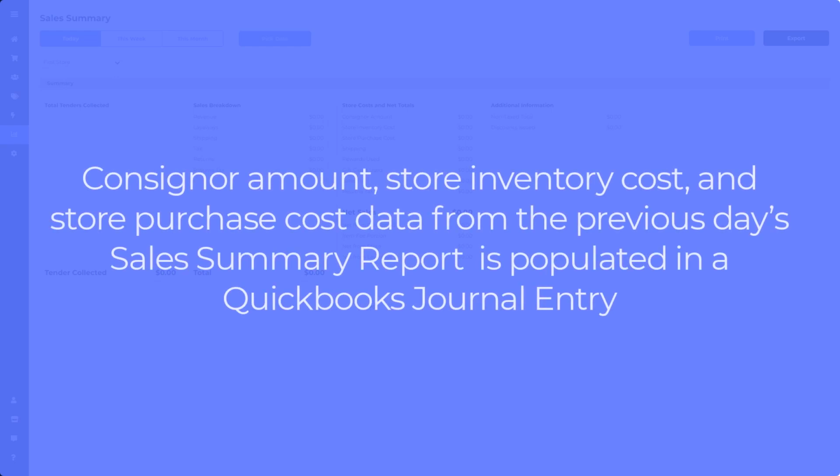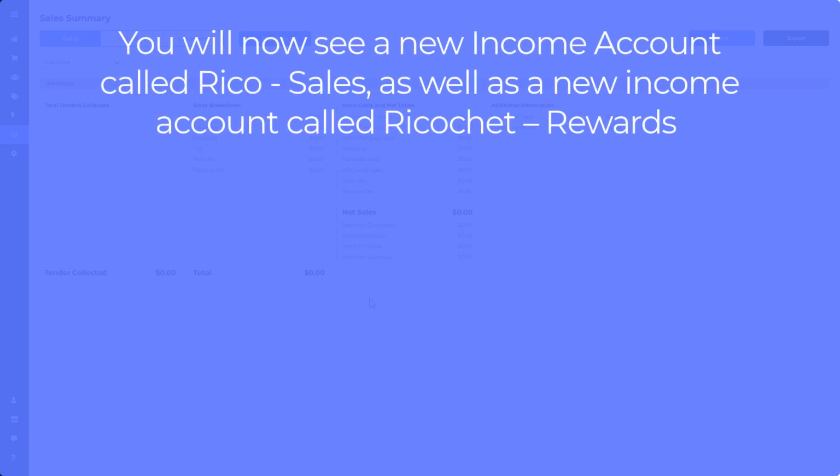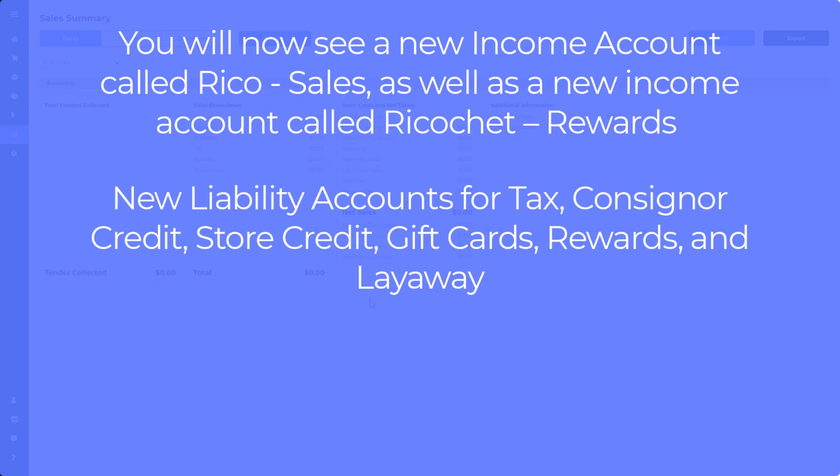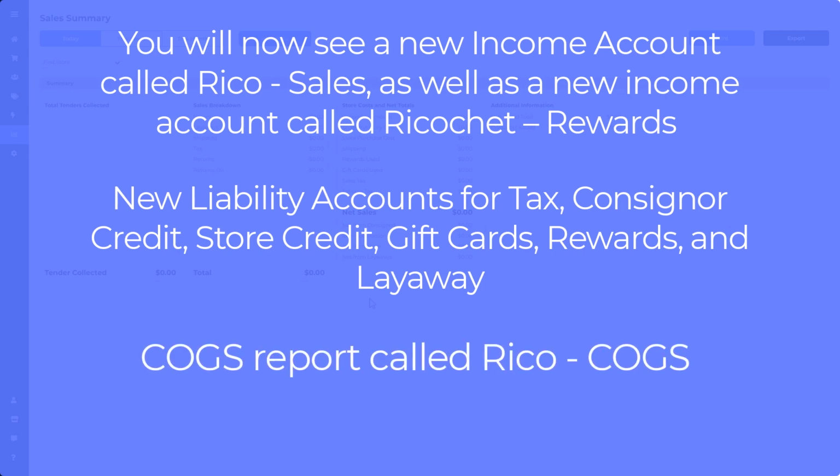Consignor amount, store inventory cost, and store purchase cost data from the previous day's sales summary report is populated in a QuickBooks journal entry. You will now see a new income account called Rico Sales, as well as a new income account called Rico Rewards. There will also be a new liability account for tax, consignor credit, store credit, gift cards, rewards, and layaway. Ricochet will also create a COGS report called Rico COGS, and will also create payment methods for cash, credit debit, check, Venmo, PayPal, EBT, and other.